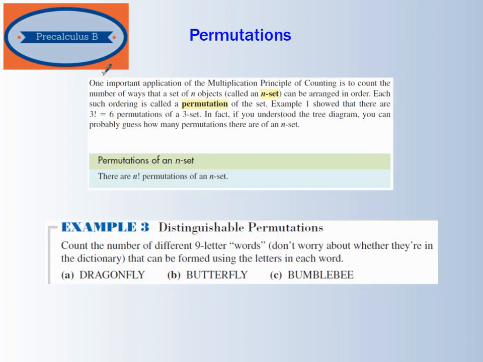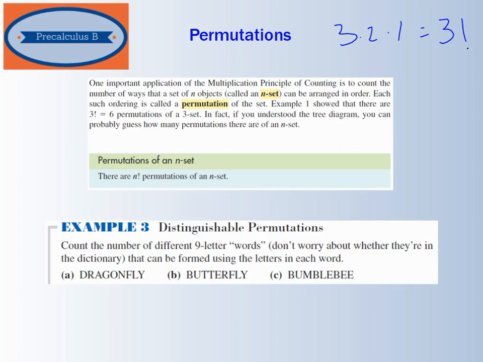So when we use the multiplication principle of counting, we're counting the number of ways a set of n objects, which we call an n-set, can be arranged in order. Each such ordering we call a permutation. When we had the three different colors, red, purple, yellow would be one of the permutations of that particular set. The example with the colors, we showed that it was 3 times 2 times 1, which is the same thing as 3 factorial. Anything factorial is just that number times all the numbers behind it.